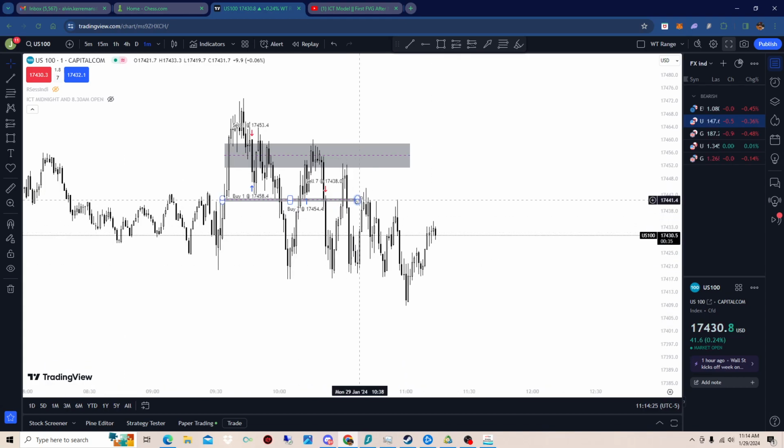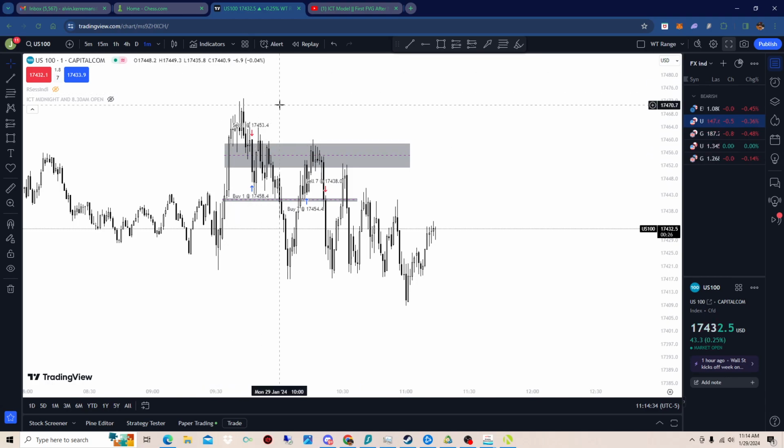But look at that respect to this fair value gap though, guys. Look at that. Respected. So enough said.